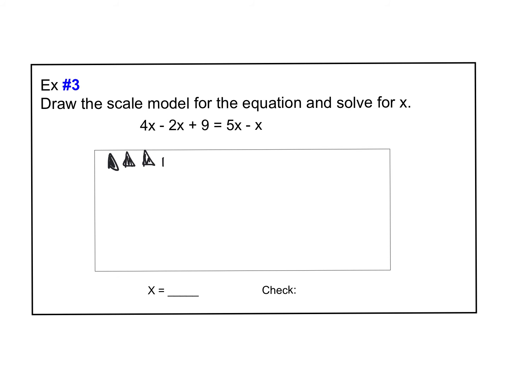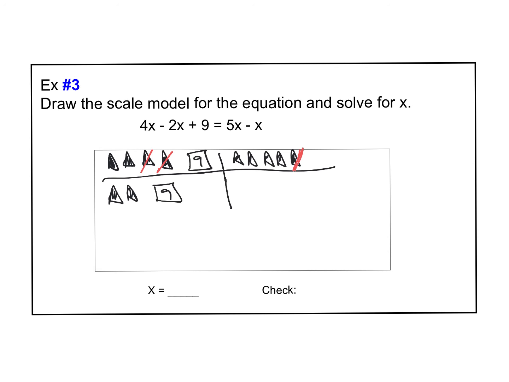So we have 4x. We're going to take away 2x plus 9 is balanced with 5x. But we have to take away 1x. And this is from our original moves. So I'm going to go ahead and draw what our new balance looks like, which is 2x and 9 is balanced with 4x.